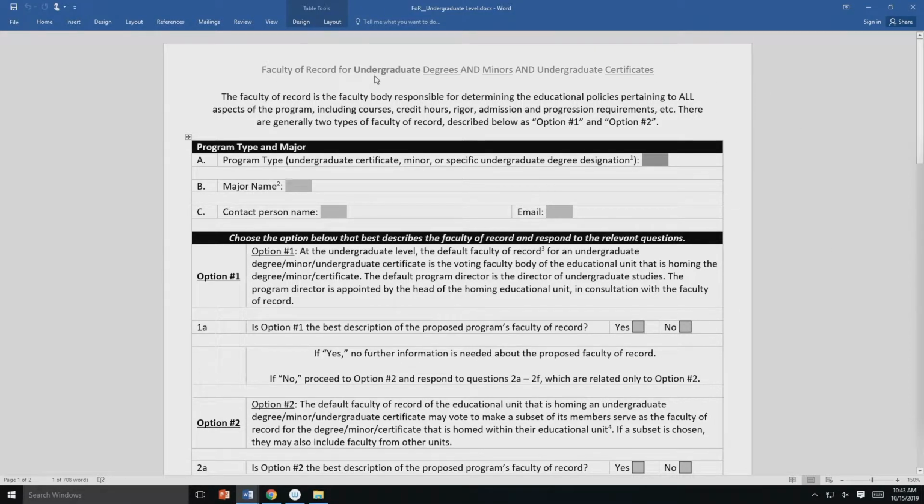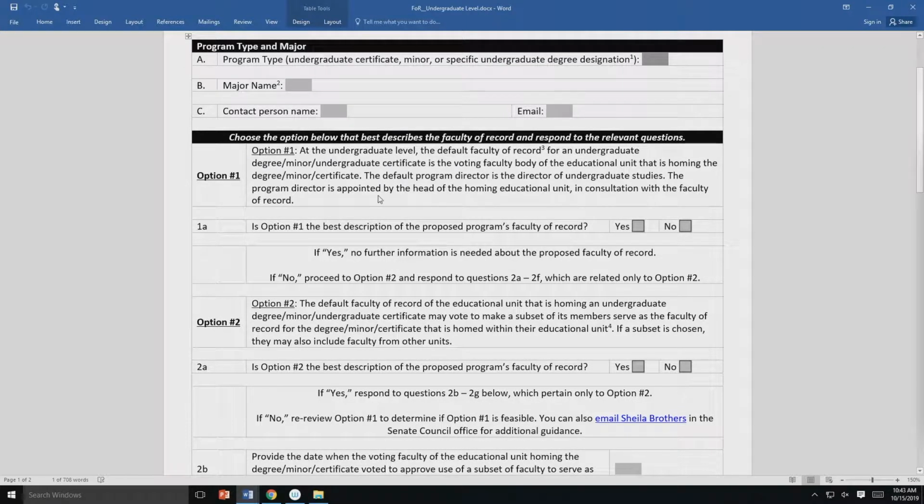There's one form for undergraduate degrees, minors, and undergraduate certificates, and I'll show you the graduate level form later. You type in the name of the credential that you're working on, the major name, and then contact information. There's a default option at the top of both forms, and if the default option works, you click yes and then you're done and you don't have to do anything else.